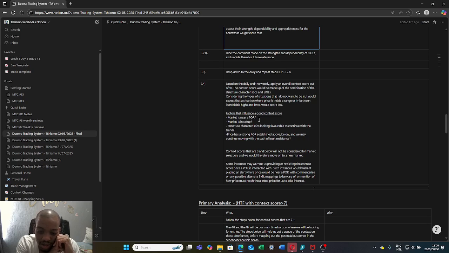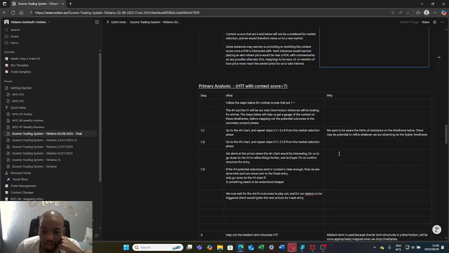Such instances would warrant placing an alert where price would be near the path of resistance, with commentary on any possible alternate significant level mappings to be wary of, or mention of how price must reach. Okay, I need to kind of break this down more. I feel like I lumped a lot into this 3.4 step, but it's fine. Primary analysis for higher time frame context with scores greater than 7. Follow the steps below for context scores that are 7 and below.